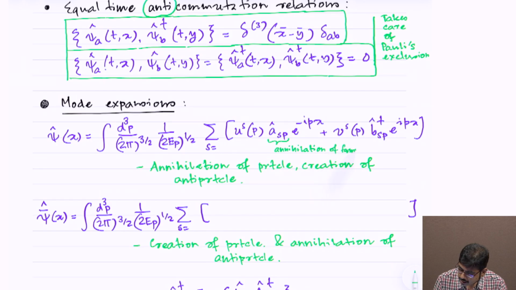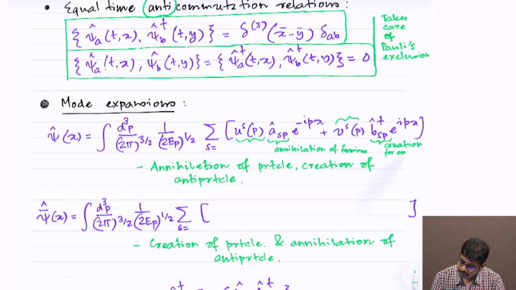On the other hand, you also have, and this describes basically the spinors associated with the particles, and then you have VSP, which is the spinor describing the antiparticles, and this operator BSP dagger is going to describe the creation for antiparticles, right? Creation for antiparticles.